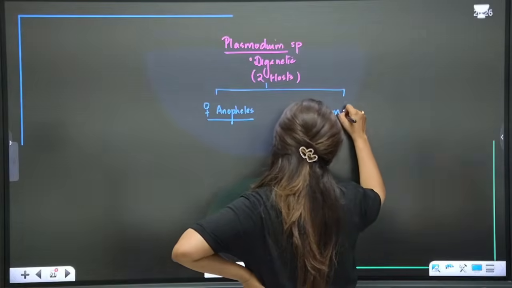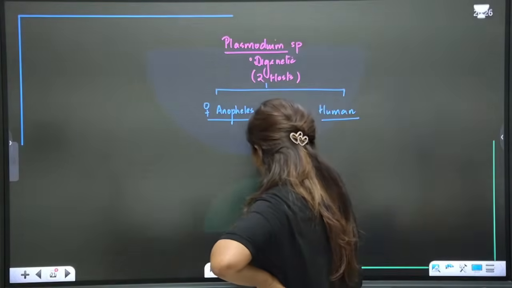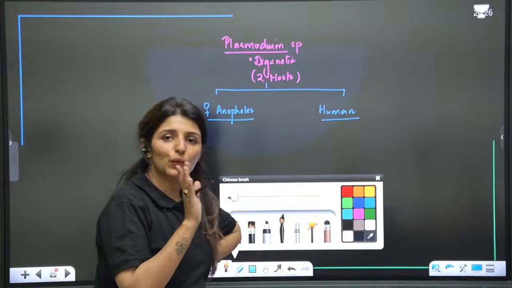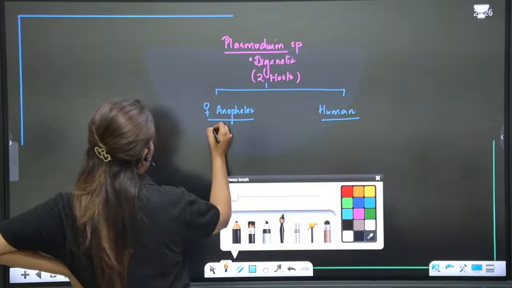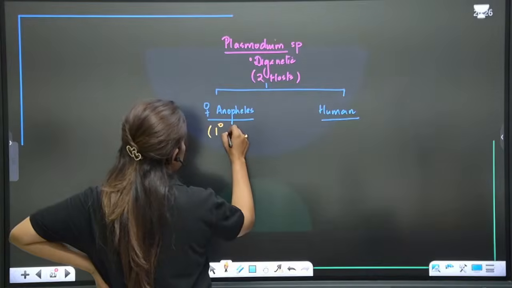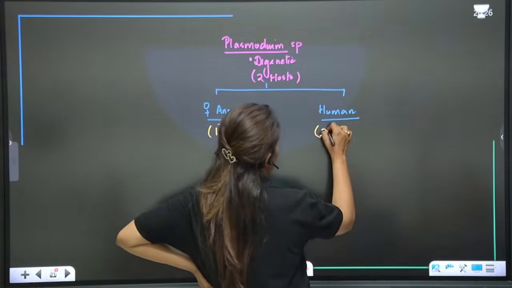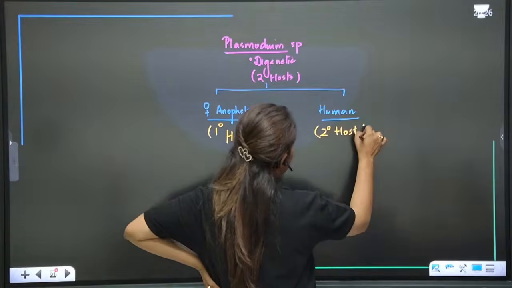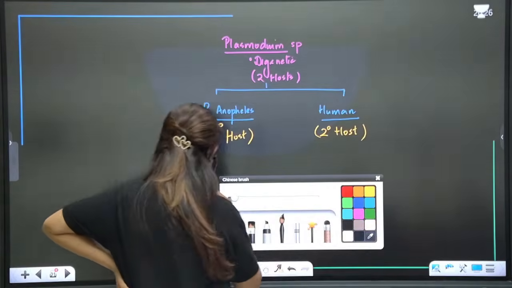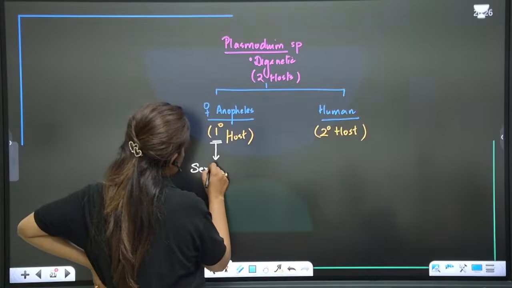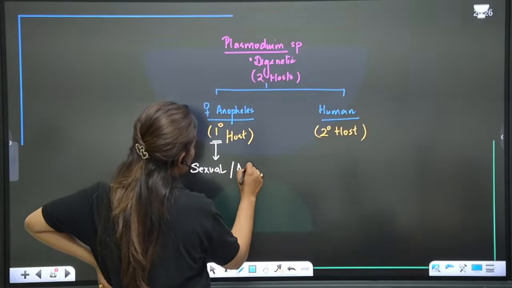Okay. Now, whenever there are two hosts involved, one of them is always primary and the other one is secondary. So here, the Anopheles is the primary host and human is the secondary host. So what is the basis of classifying them as primary or secondary? The basis is that the primary host will always have the sexual stages inside it. So sexual or adult stages.